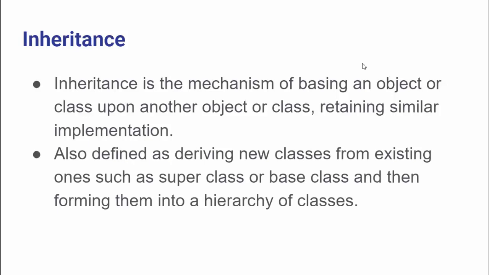Inheritance is also defined as deriving new classes from existing ones, such as a superclass or base class, and then forming them into a hierarchy of classes. Now let's say we have two classes. One is the base employee class and the second one is the commission employee class. Now we have functionality in the commission employee class like employee name, social security number, employee salary, and so on.